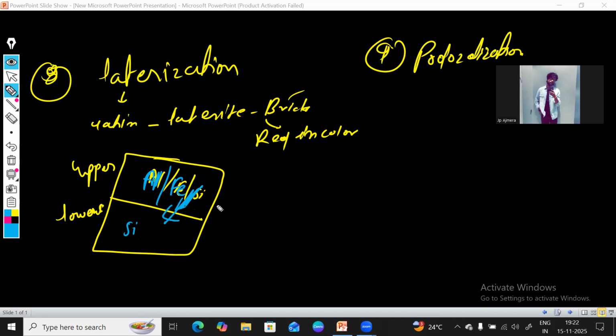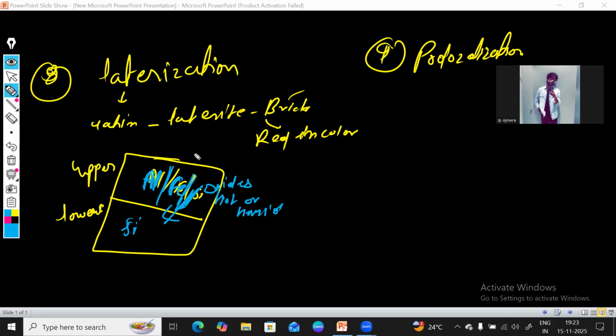Due to the hot and humid climate, silica gets leached down, but aluminium and iron remain constant in the upper part of the soil. That process is known as laterization. In detail, you can write it like this: laterization is a process in which aluminium and iron oxides are accumulated in the upper part of the soil, but silica leaches down into the lower horizons. Aluminium and iron remain in the upper part of the soil, and silica gets leached down due to the hot and humid climate.